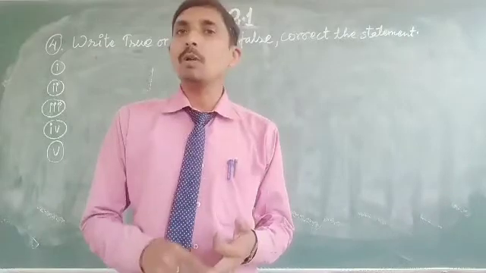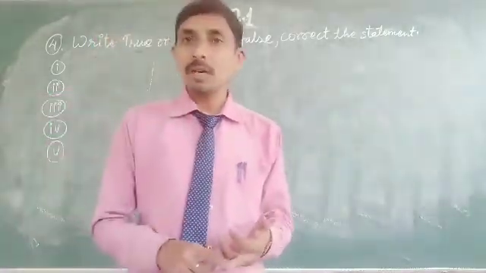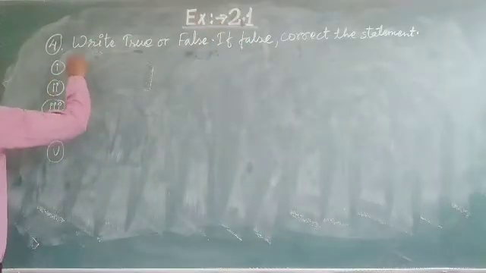No, the sum is always a whole number. When we add two whole numbers, the sum is always a whole number. This is our closure property. So we have to write false.